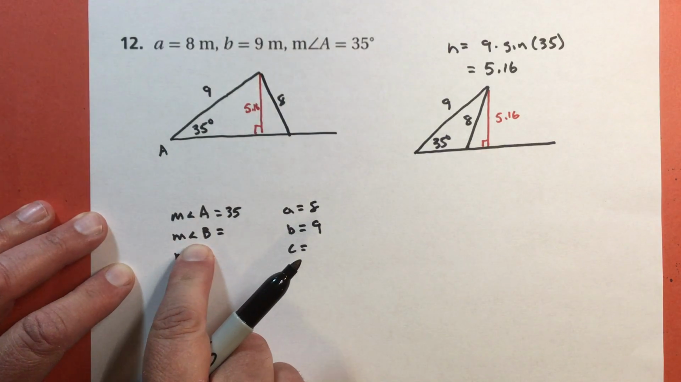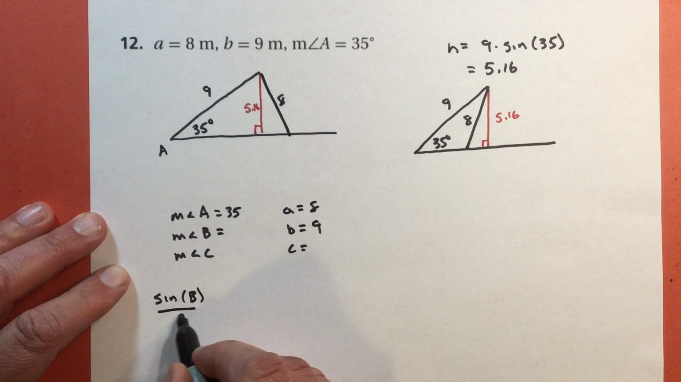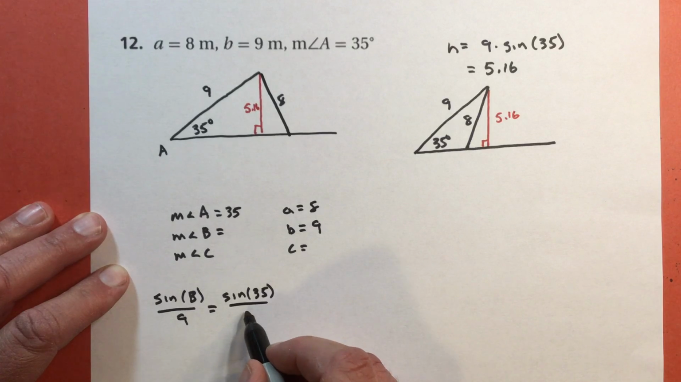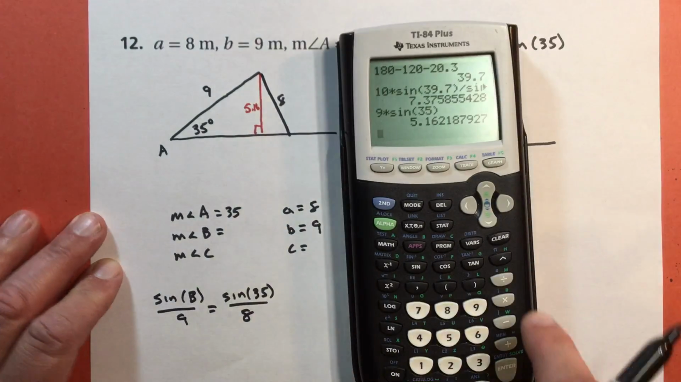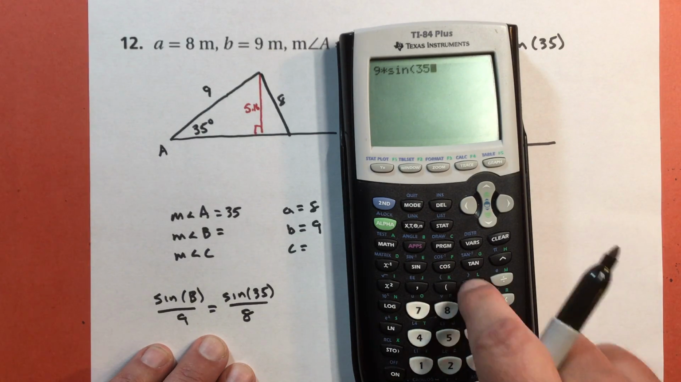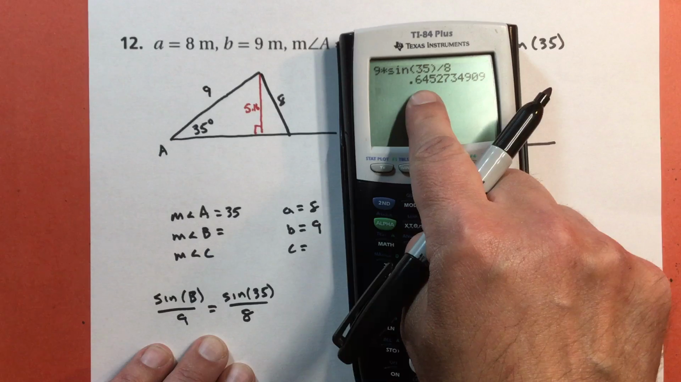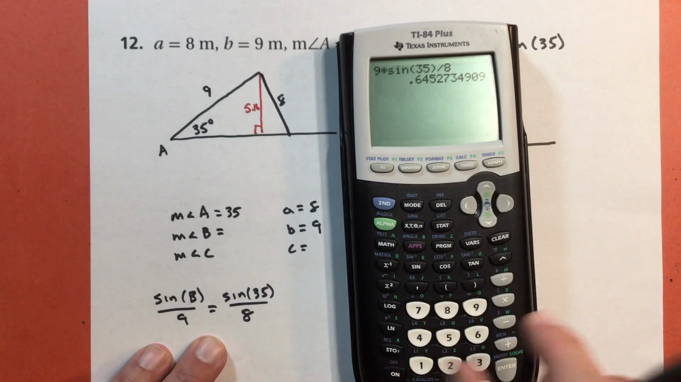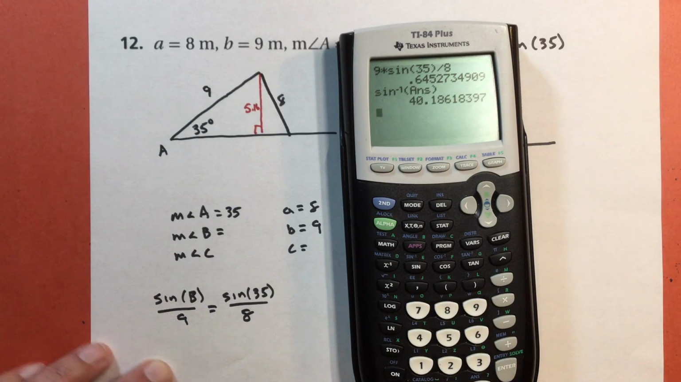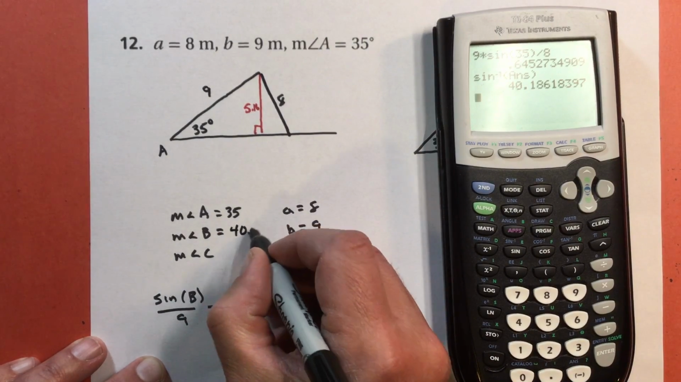Let's find angle B first. So sine of B over 9 equals sine of A, being 35 degrees, over side A, which is 8. So 9 times sine 35 divided by 8. Double check. It's positive and it's less than 1. That's good. So I do inverse sine of that answer, and I get 40.18 degrees. We'll call it 40.2.